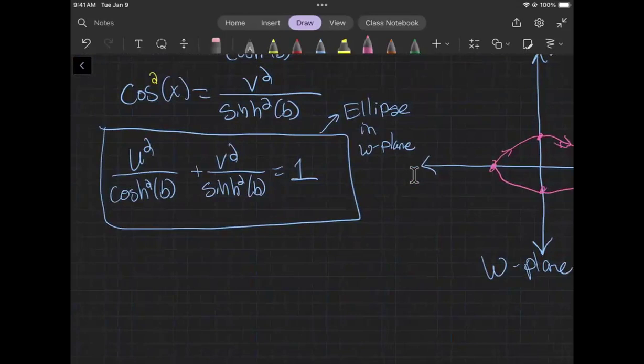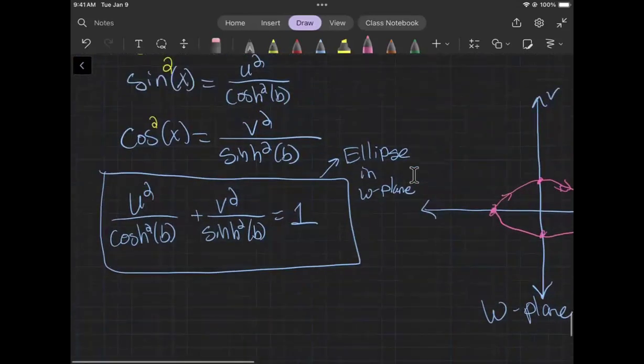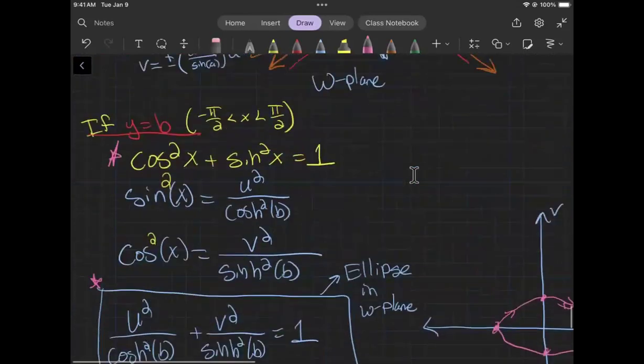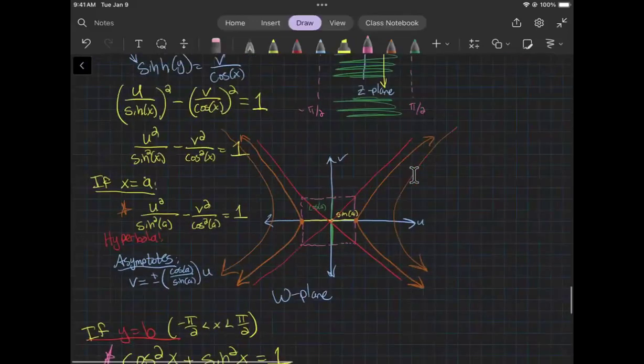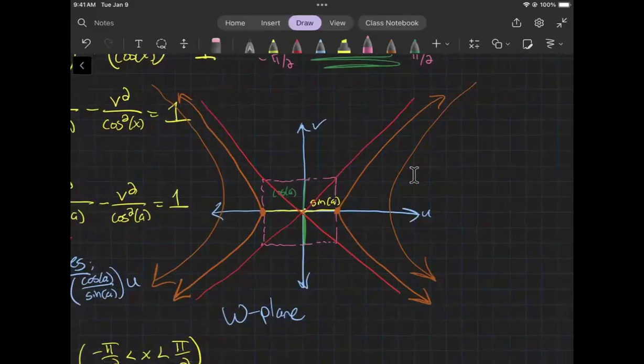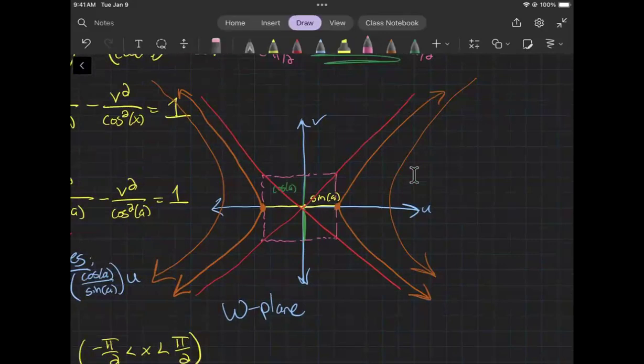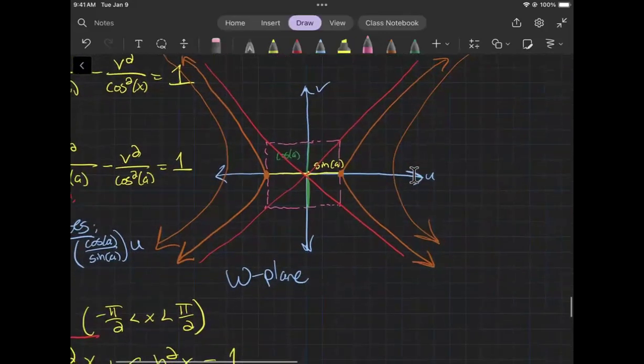Okay, and it turns out these curves represent orthogonal families, right? Orthogonal families. So the curves intersect at 90-degree angles. So the curves for the hyperbola will intersect the curves for an ellipse at 90 degrees. So that's what they're called, orthogonal families. So that's interesting about that.